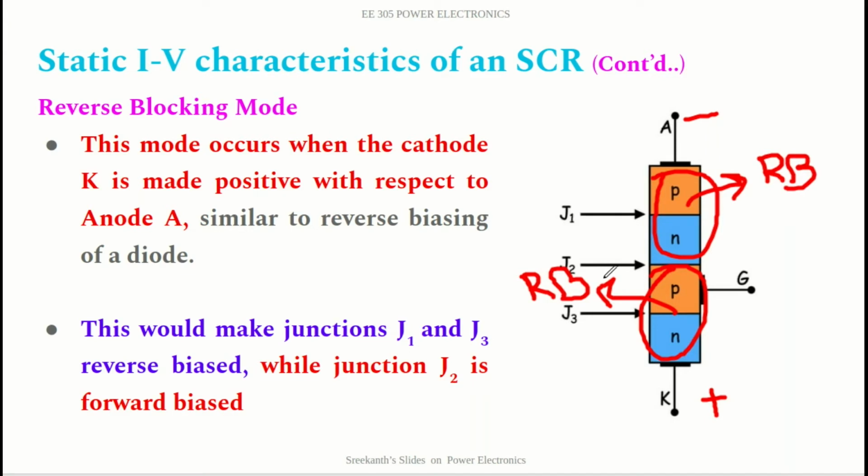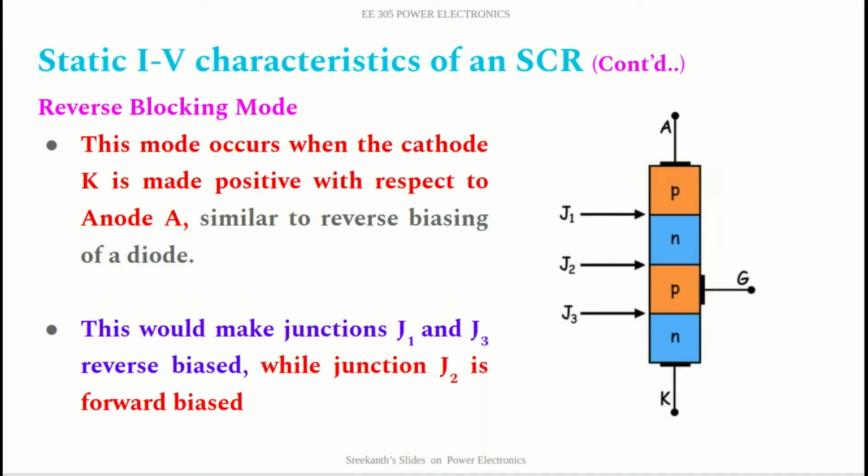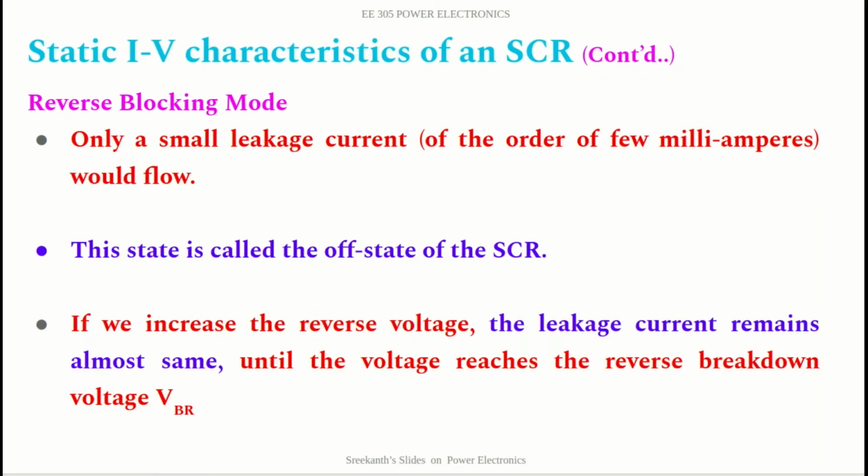And junction J2 will always be opposite to what junctions J1 and J3 are. Since these two are reverse biased, automatically J2 will be forward biased. Now what will happen? It means that, as in usual cases of reverse bias, only a small leakage current in the order of a few milliamperes would flow. Now this state, the reverse blocking mode, is called the off state of the SCR, because there is no possible way of flowing of current.